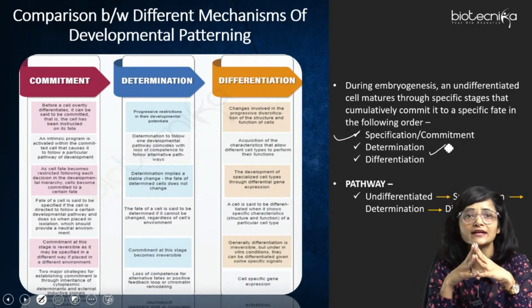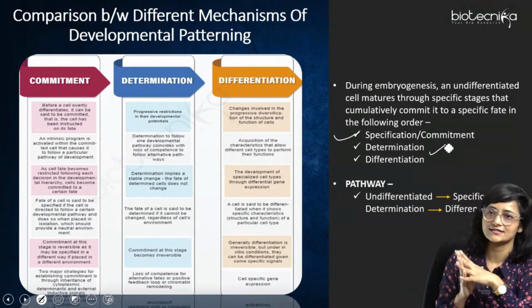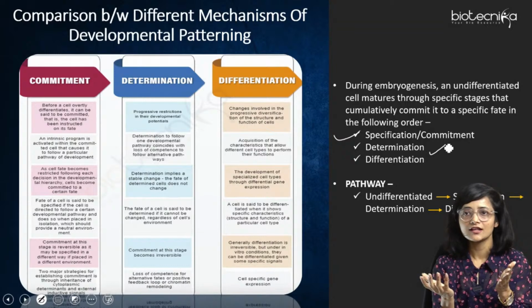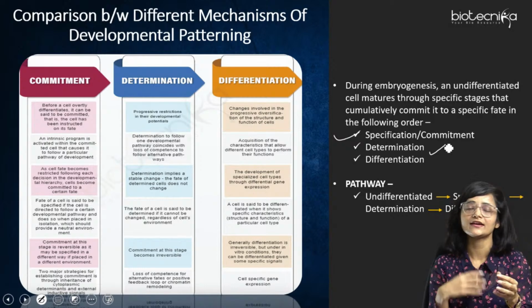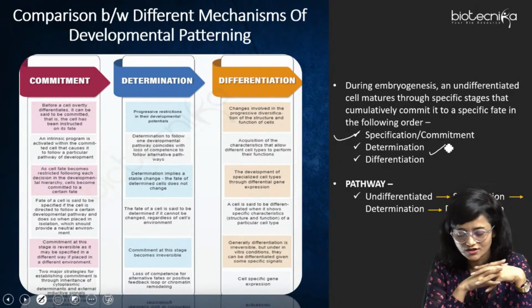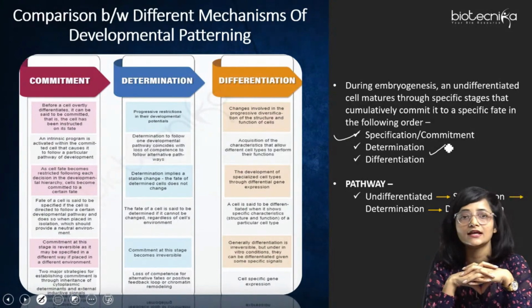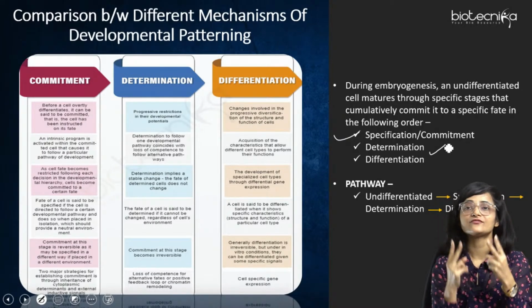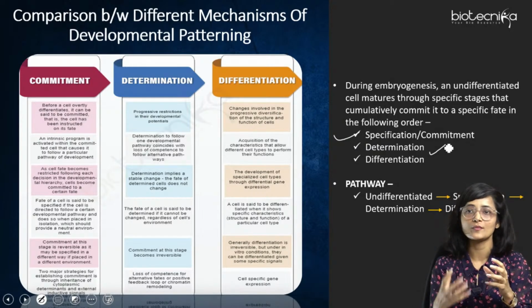Then it says that the commitment at this stage is reversible, as it may be specified in a different way if placed in a different environment, right? So whatever I explained, that's what this particular line is saying, that if the external environment is different, then the cell has the capability that it can get influenced by the external environment and get converted into other type of cell, right? Then it says that the two major strategies for establishing commitment are through the inheritance of the cytoplasmic determinants and the external inductive signals, right? So two major factors on which the cell establishes its strategy to form a particular cell type.